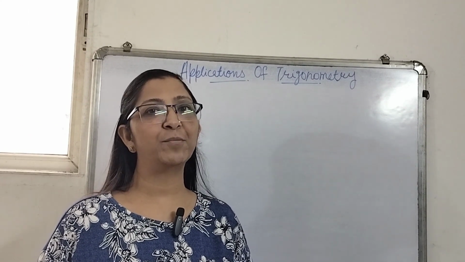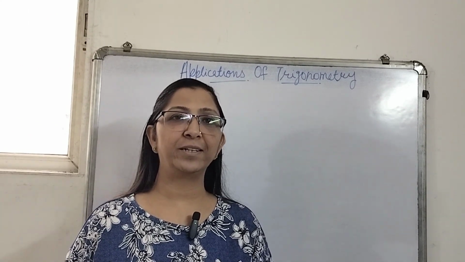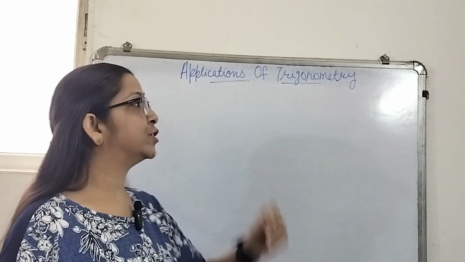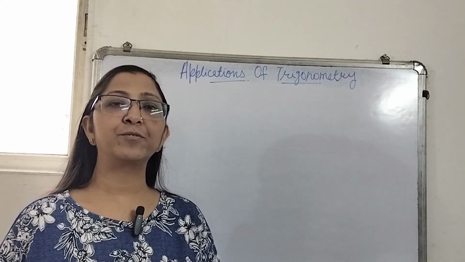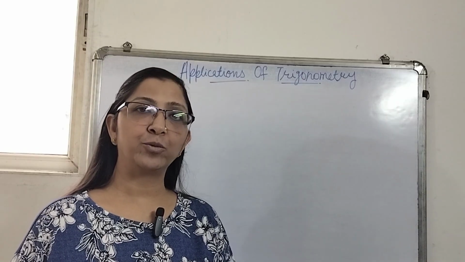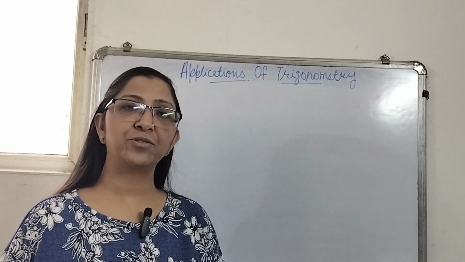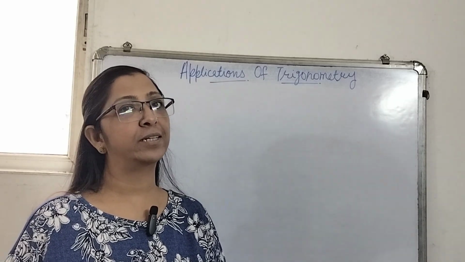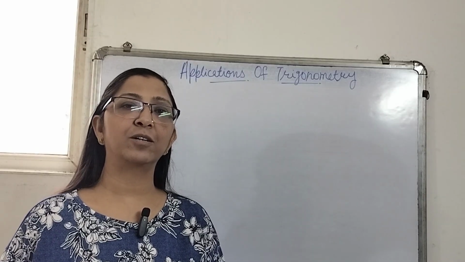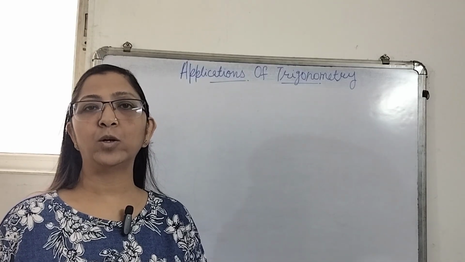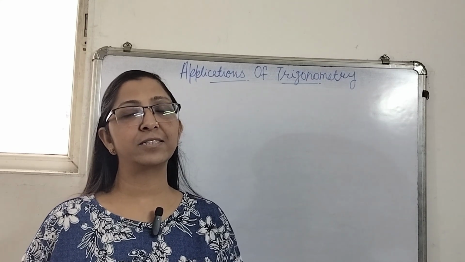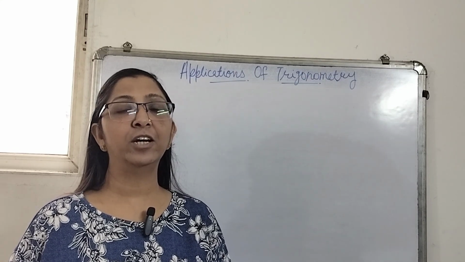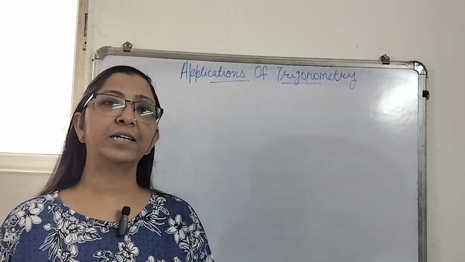Everyone, today I am here with a new topic of mathematics, that is applications of trigonometry. In the previous video of trigonometry, we have seen what trigonometric ratios are. We have discussed all the 6 trigonometric ratios, that is sine theta, cos theta, tan theta, cosec theta, sec theta and cot theta, and what their values are at some specific angles, that is 0 degree, 30 degree, 45 degree, 60 degree and 90 degrees.